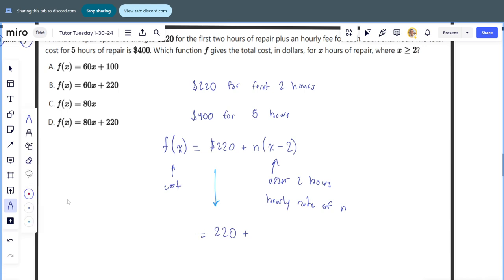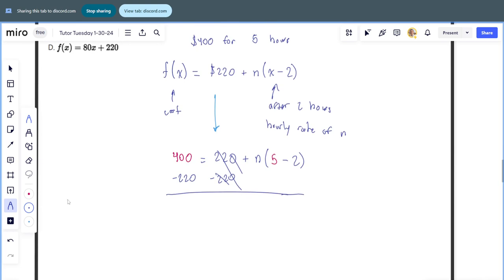Like, for example, we know that f of x equals 400 whenever x, or the number of hours, equals 5. So here I've just substituted in the values. 400 equals 220 plus n times 5 minus 2. If you subtract off the 220, this cancels out, you have 180 is equal to 3n. So this tells us that after 2 hours, the hourly rate of n ends up being 60.